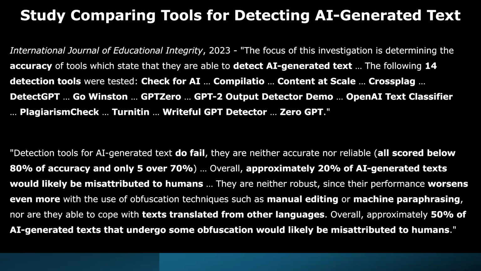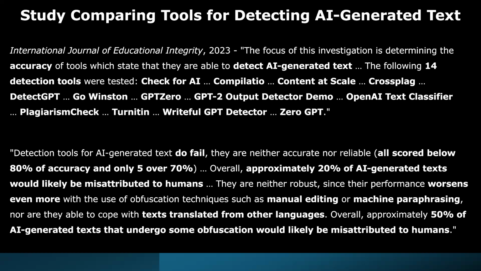The results of the study found that, quote, detection tools for AI-generated text do fail. They are neither accurate nor reliable. All scored below 80% of accuracy and only 5 over 70%. In general, they have been found to diagnose human-written documents as AI-generated, false positives, and often diagnose AI-generated texts as human-written, false negatives. Overall, approximately 20% of AI-generated texts would likely be misattributed to humans.